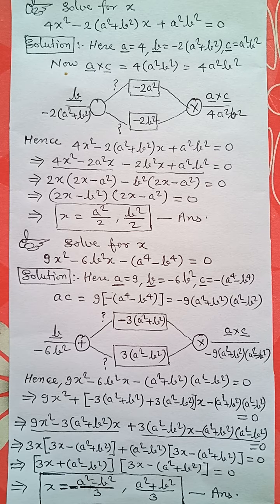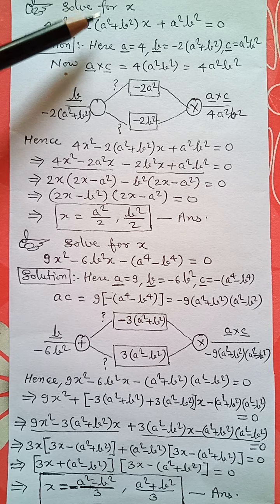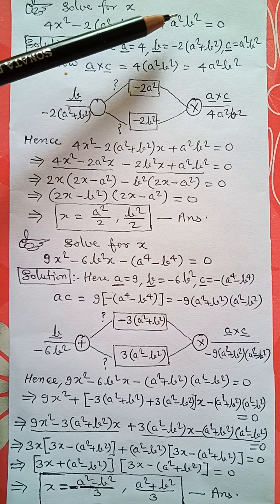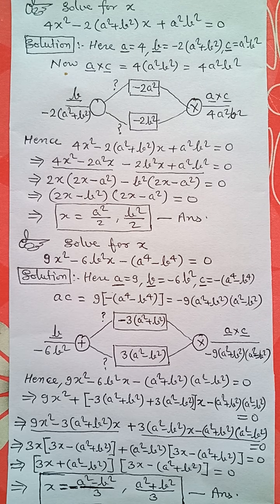Hello students, in this video we are going to look at some difficult problems illustrating the method of splitting the middle term. The first problem is: solve for x, 4x² − 2(a² + b²)x + a²b² = 0.